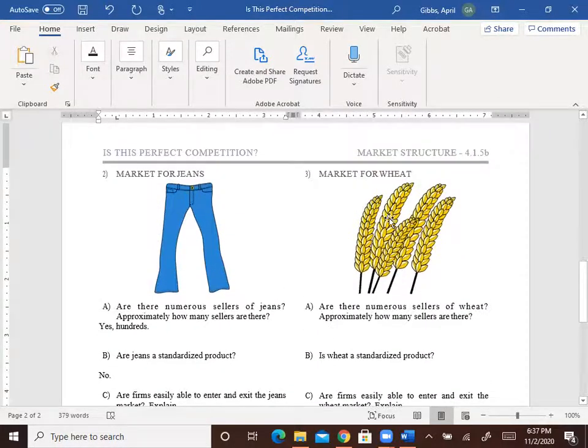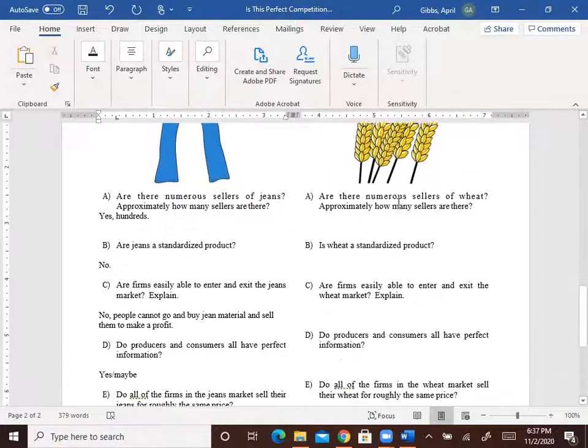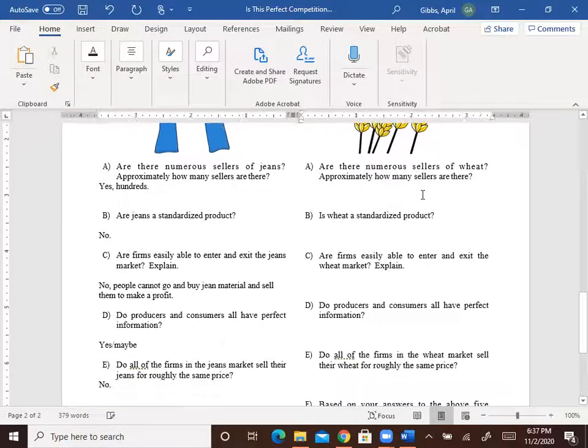All right, the last one we're going to do together. The market for wheat. Are there numerous sellers of wheat? I have no idea because I don't buy wheat. But I'm going to say yes because wheat's in everything. It's in cereal, it's in bread. So yes, and I'm going to assume that there's thousands of farmers that make wheat.